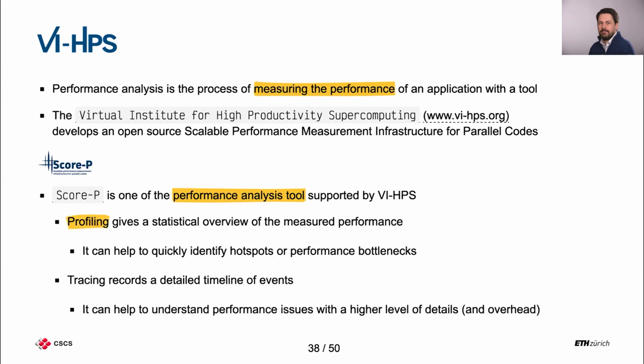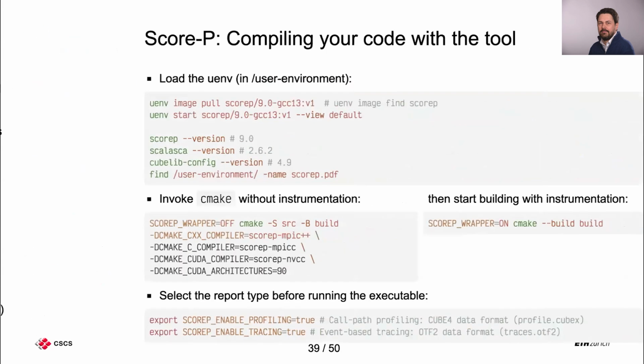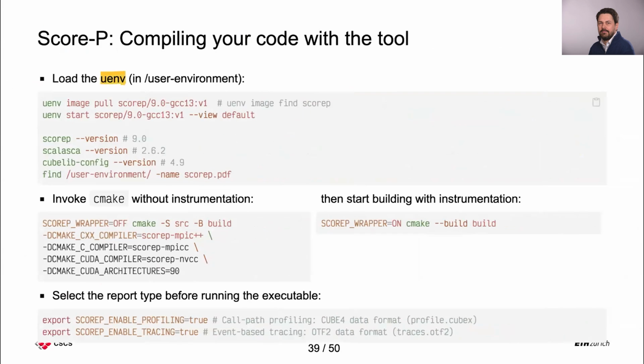So there are 2 ways to use the tool. You can do profiling, which just gives you an overview of the performance of your application. But if you really want to understand why your code is slow or not doing what you want, you have to do tracing because it will be much more detailed. Okay, so again, you just pull and you load the user environment on Alps, and then you will have the tools.